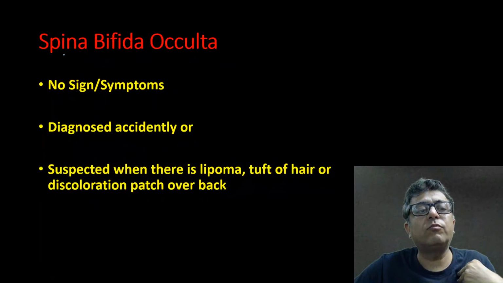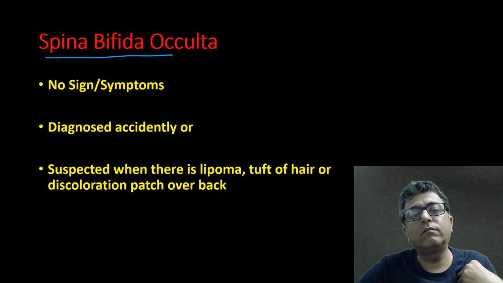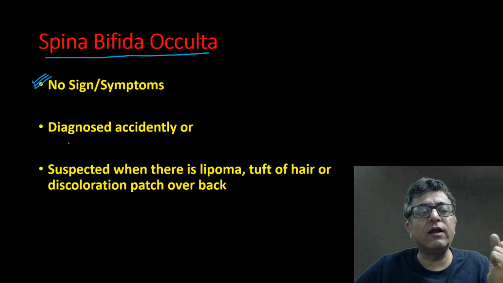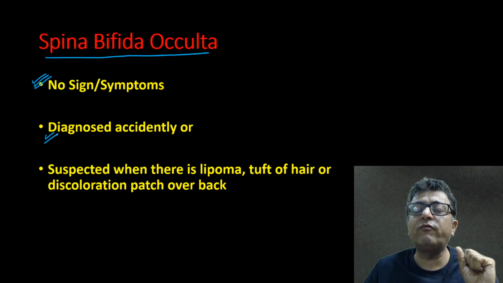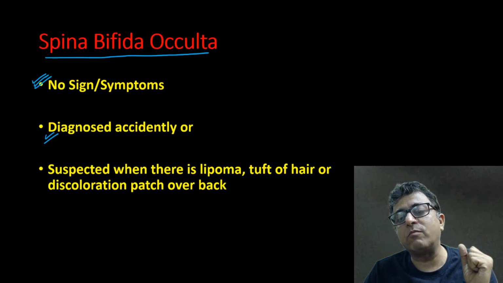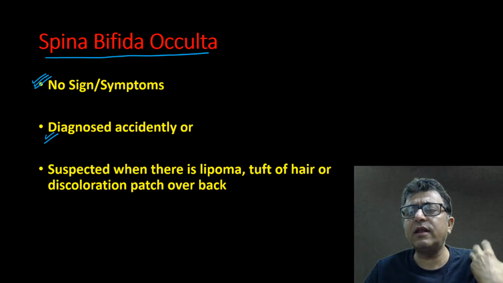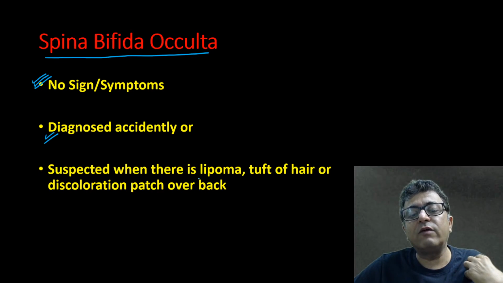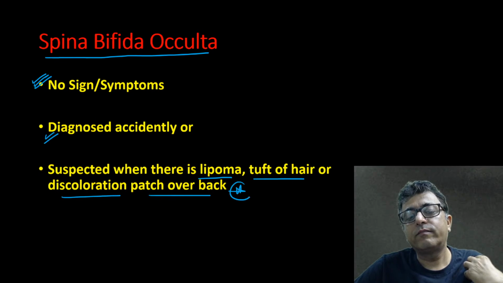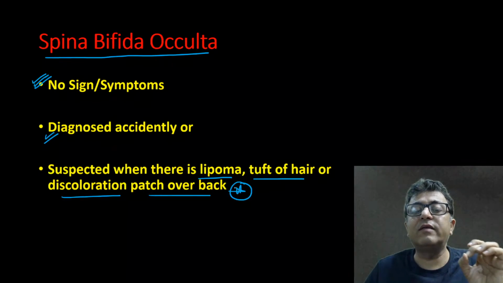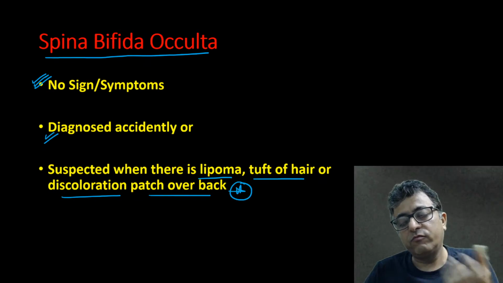Now see, spina bifida occulta. No signs or symptoms. Diagnosed accidentally. A 15-year-old boy, you did an X-ray for pain abdomen and you find the L5 vertebra has a gap. So it is diagnosed accidentally or suspected whenever there is a lipoma, tuft of hair or discoloration patch present over the back.